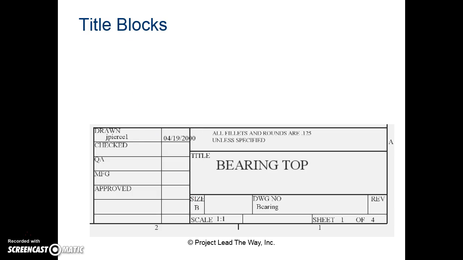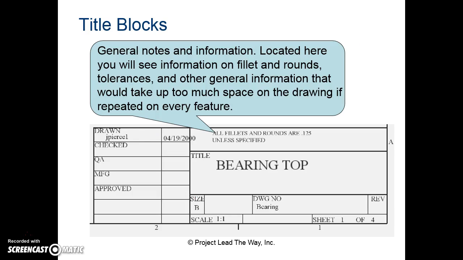Also valuable when printing. And then any general notes and information are located here, like the tolerances and general information that would take up too much space on the drawing if repeated on every feature. So here we have just all fillets and rounds are 0.12 or 0.125.